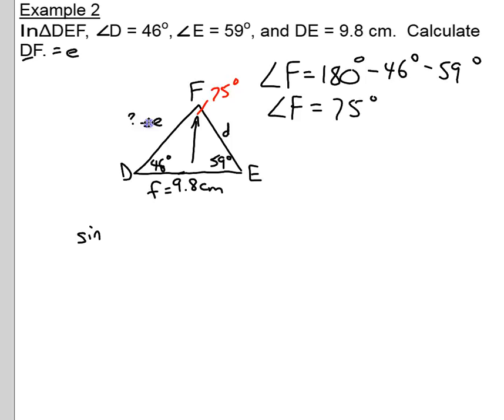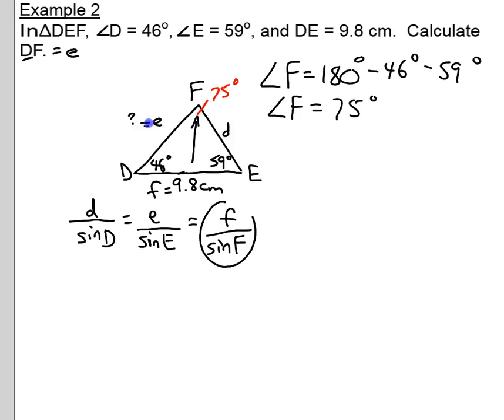Now what I would do here is I would use the form of the sine law that has the unknown side in the numerator. So I'm going to put little d over sine d equals little e over sine of angle E, and I'm going to put little f over sine of F. And then when we substitute our unknowns, we're going to be using this ratio here, because the unknown is little e.